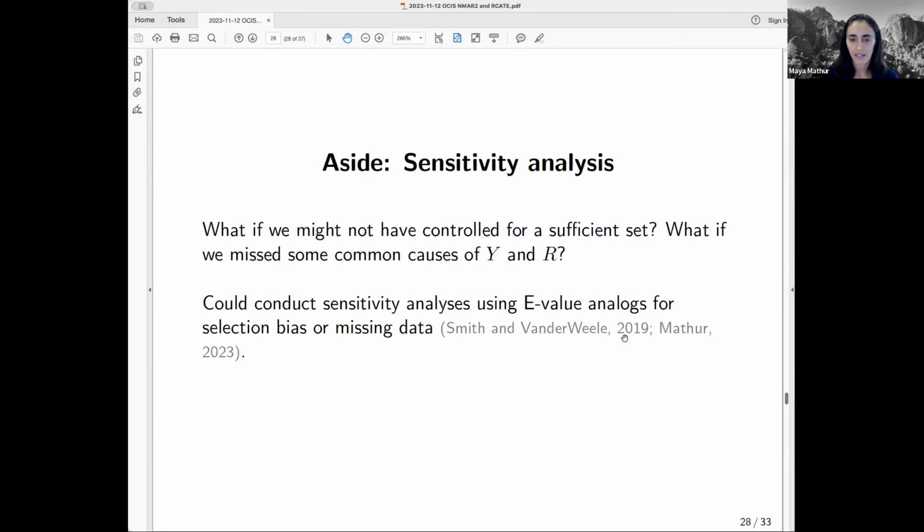So we could conduct sensitivity analyses that are pleasingly analogous to certain results for confounding, given the close analogy between covariate control for confounding versus selection bias. And I won't go into this in detail, but a couple of approaches that could make sense to use are Smith and VanderWeele's work on selection bias, and then some similar approach that's more for missing data that I worked on recently.